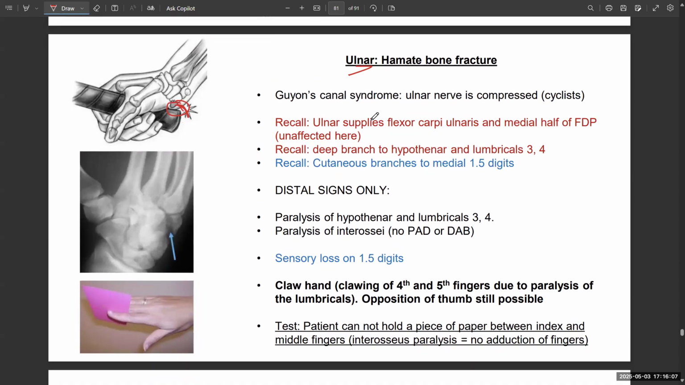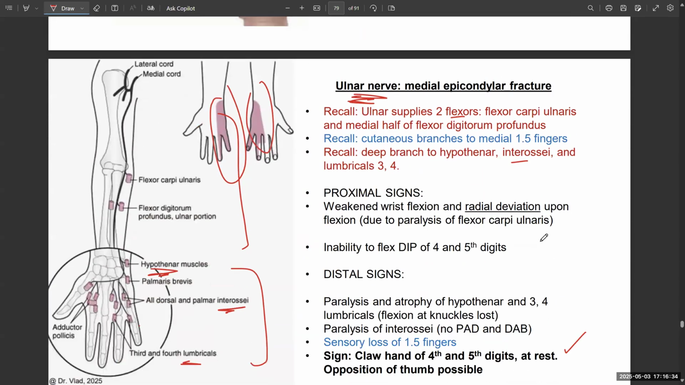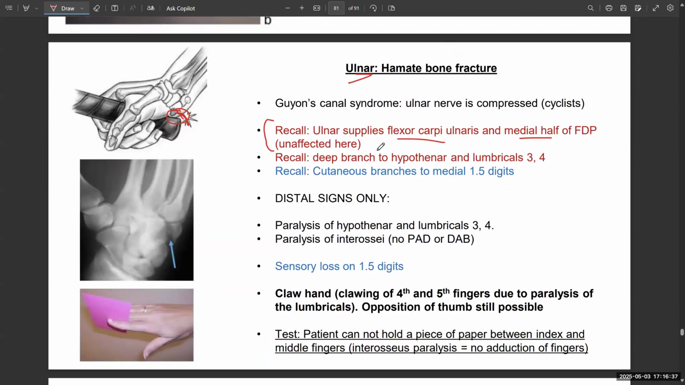So recall that the ulnar supplies flexor carpi ulnaris and the medial half of the flexor digitorum profundus. Recall that it also supplies a deep branch to the hypothenar and lumbricals 3 and 4, and it supplies the cutaneous branches to medial 1.5 digits. So we are not concerned with this part here. We already talked about how we have paralysis of the ulnaris and the medial half. We talked about this over here and the epicondylar fracture. But now in the hamate fracture, we're not concerned with that because the lesion is way below that level. Now it is at the level of the hypothenar and lumbricals and the cutaneous branch.